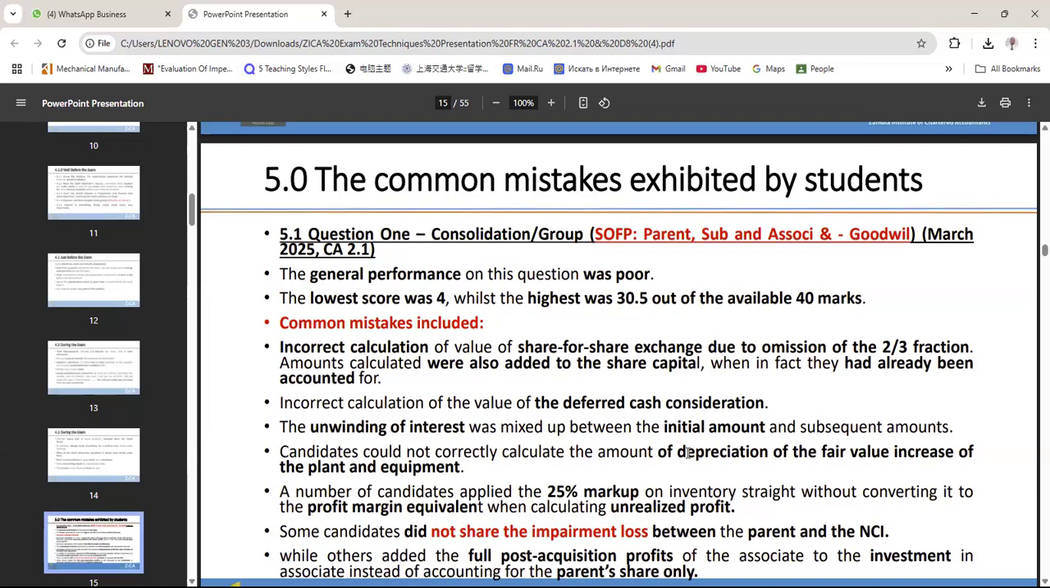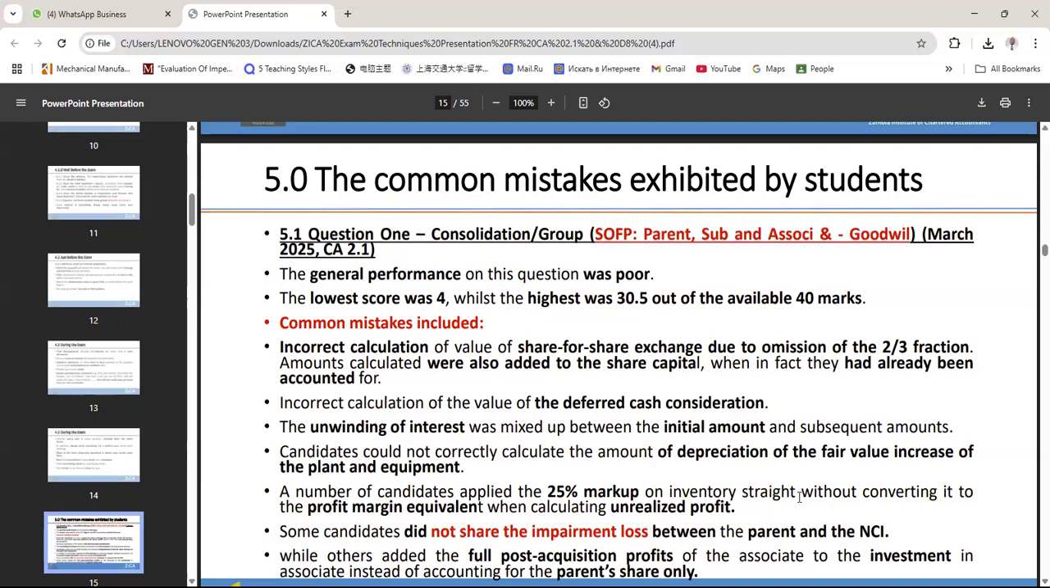So profit as a percentage on cost. So in short, markup is on cost. Then margin, it's on selling price. Now, when you are computing unrealized profit, unsold inventory will be at selling price. So if they give you a markup, you can't multiply directly on unsold inventory. That's why the examiner says a number of candidates apply the markup without converting to a profit margin when computing unrealized profit. What's the message? Unsold inventory will be at selling price. Then if they give you a markup, change markup to margin.